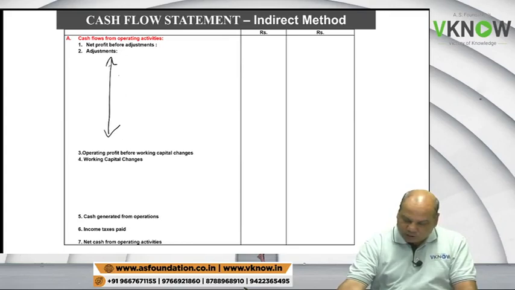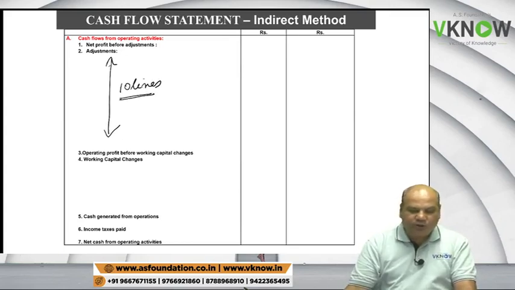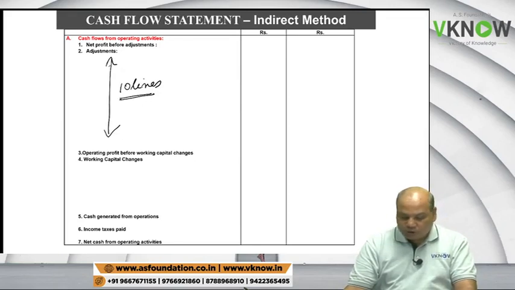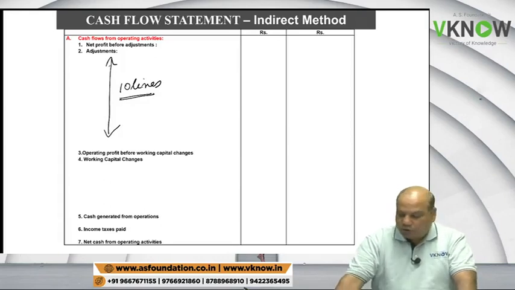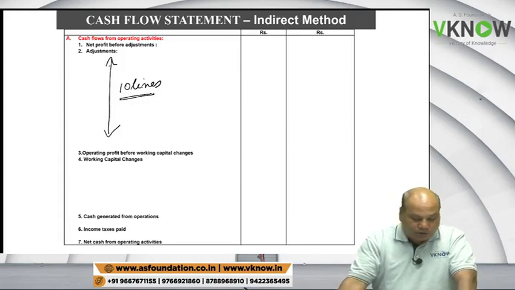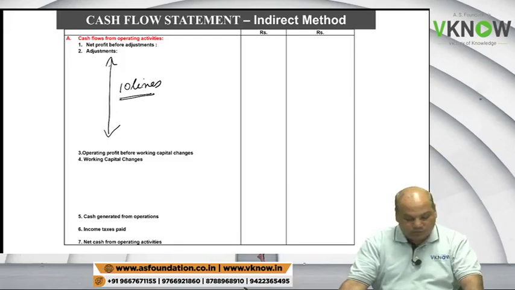Then keep around 10 lines blank here after adjustments. Point number three, operating profit. Operating profit before working capital changes.